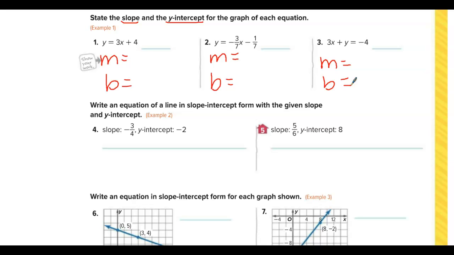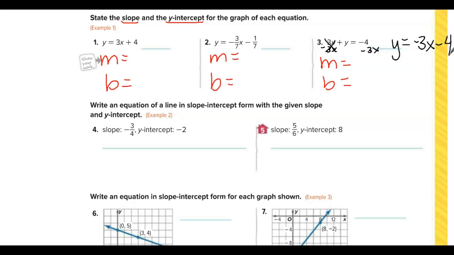In slope-intercept form, what is always by itself? Y. How do I get y by itself? What's with y? 3x. How do I get rid of the 3x? Okay, so if I subtract 3x, I would make a 0 pair. So y equals, can I combine these two? No, they're not like terms. So then I could just write negative 3x minus 4. Then you should be able to identify the slope and the y-intercept.